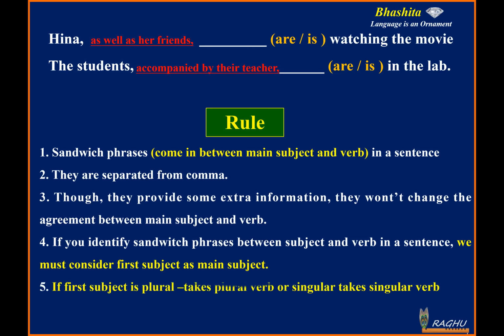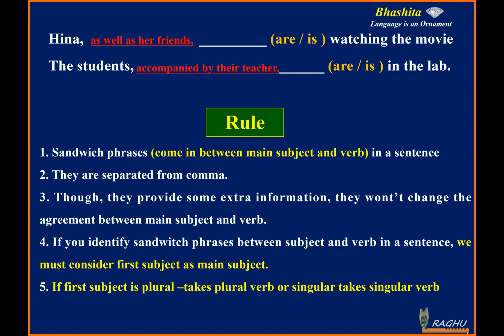That is point number 5. If the first subject is plural, it takes a plural verb. If the first subject is singular, it takes a singular verb. But we won't consider the sandwich phrase to choose the right verb form in the given sentence. That is the point we have to remember here according to this rule.